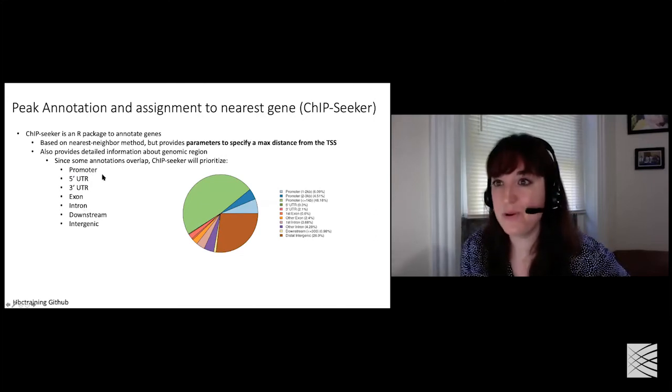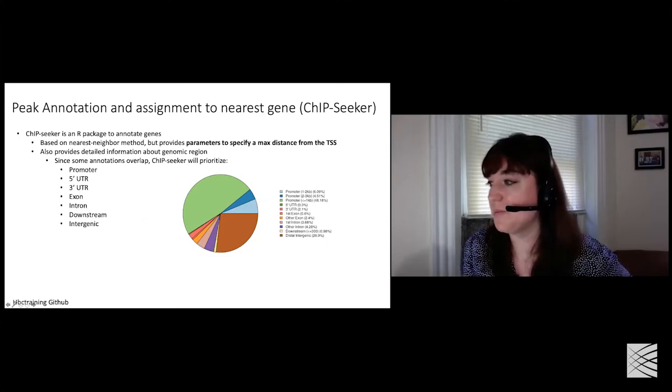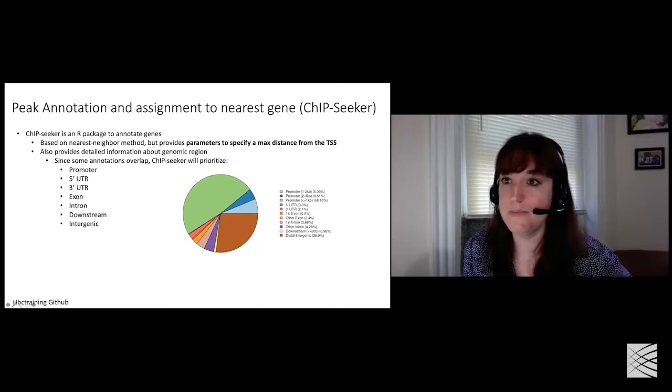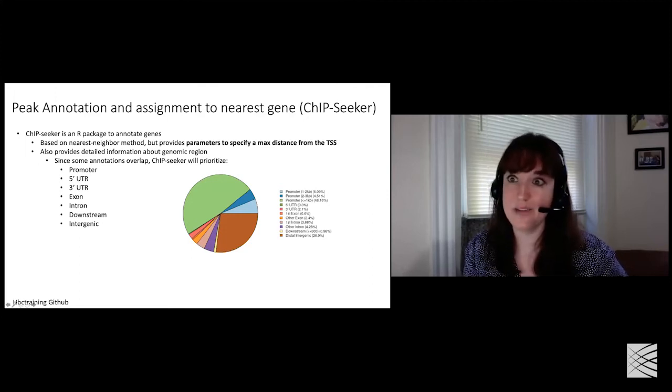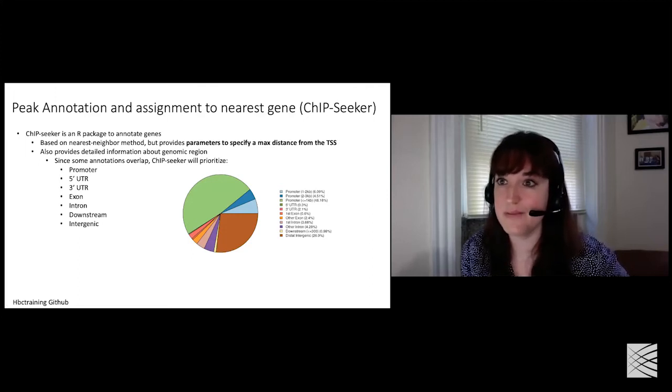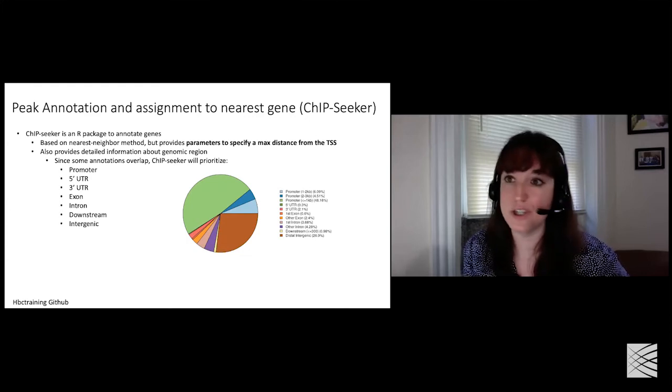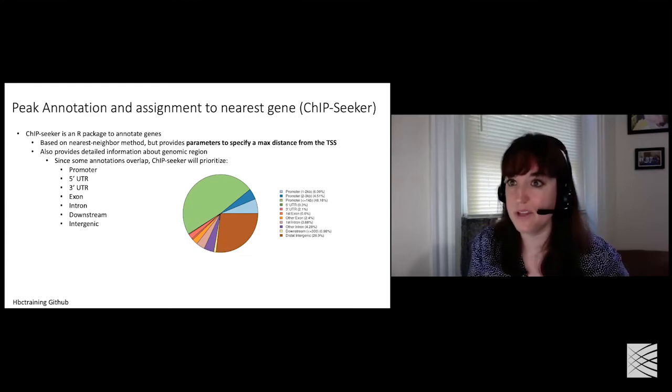But yeah, promoters would be the highest priority, and then within a gene body, introns would be prioritized as well. And actually, ChIPseeker will break down which intron your peak is in. So for example, usually the first intron is where many enhancers are located. And so you can isolate enhancer peaks by subsetting your data set to look for peaks that are just intronic or specifically in the first intron.